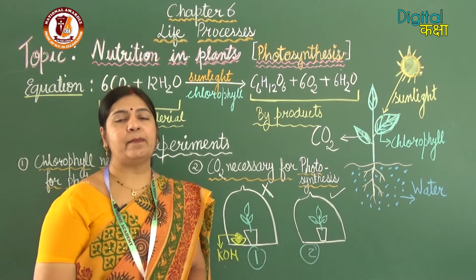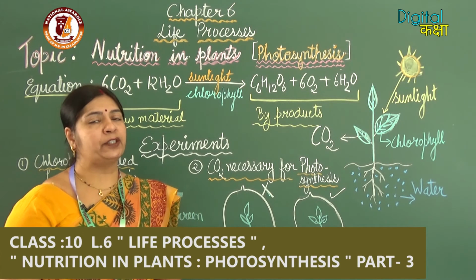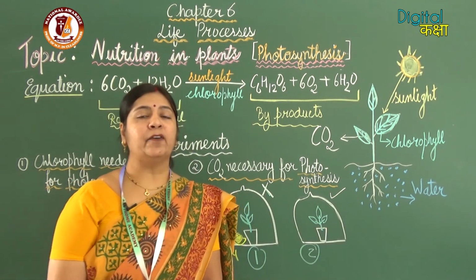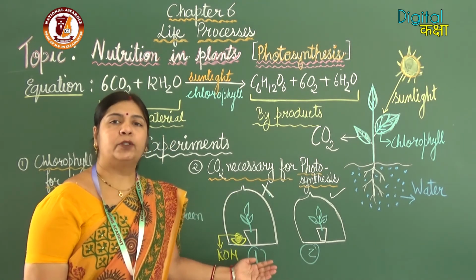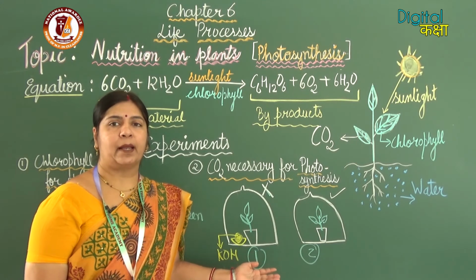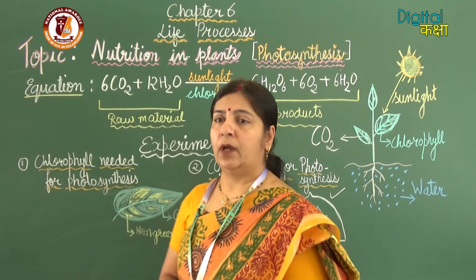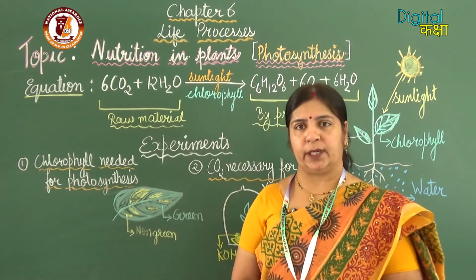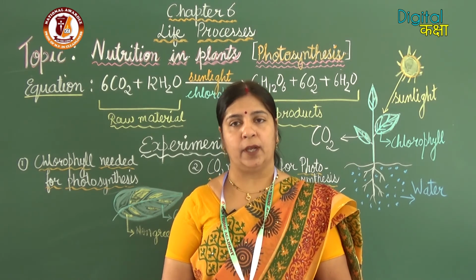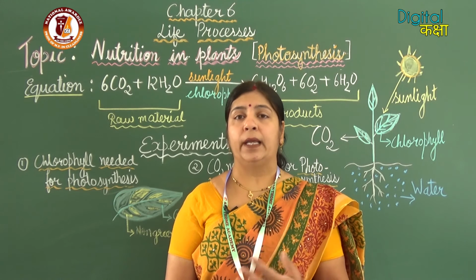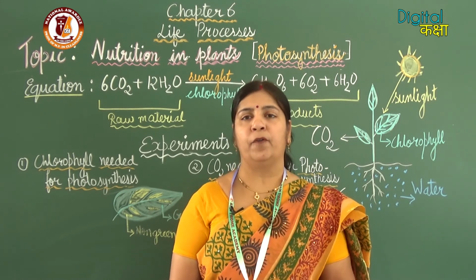These are the two experiments which are given in the NCERT book. And questions can be asked like, write the function of KOH. So, what is the function of KOH? To absorb carbon dioxide. Next, what is the function of iodine solution? Iodine solution is used to test the presence of starch. What is the use of alcohol? It is used to decolorize the leaf, that is, to remove the chlorophyll.